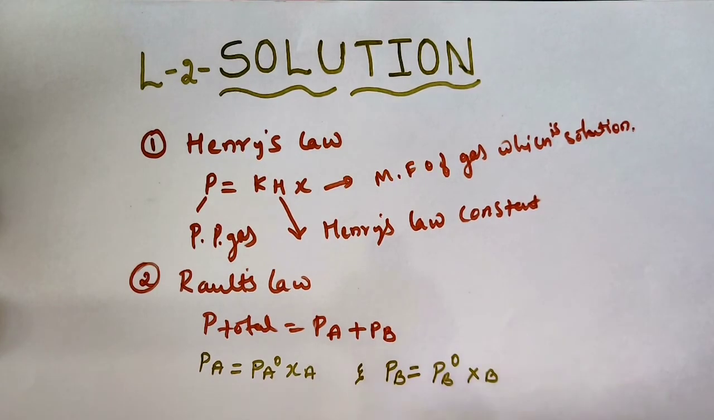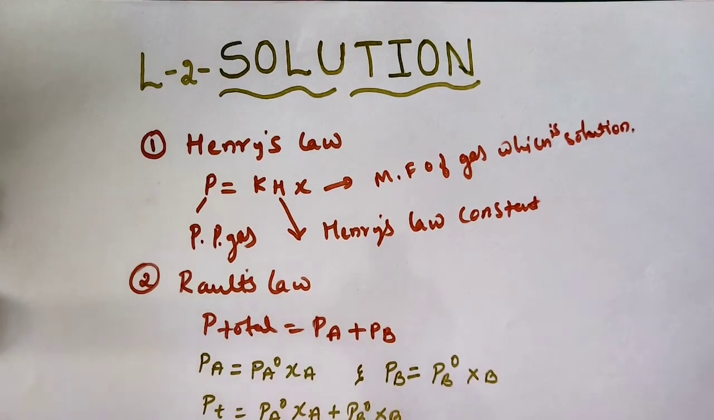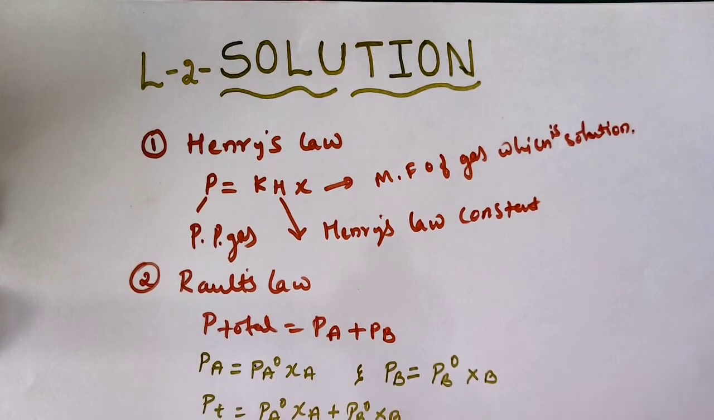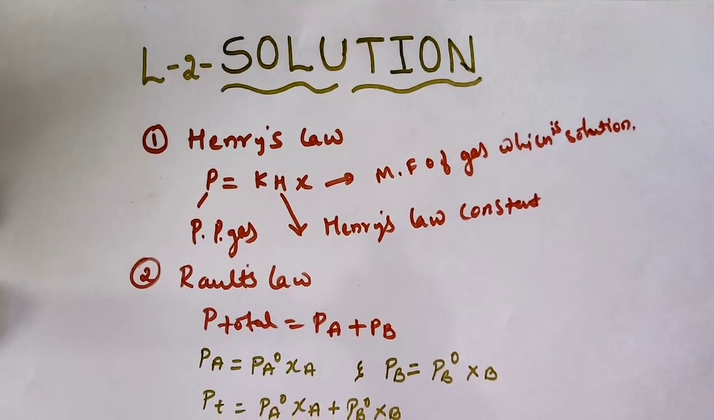So substituting this PA and PB in the P total, we will get P total is equal to PA naught XA plus PB naught XB, where PA naught is the vapor pressure of the pure component, that is the solvent, and PB naught is the vapor pressure of the pure component B, and XA is the mole fraction of A, and XB is the mole fraction of B.